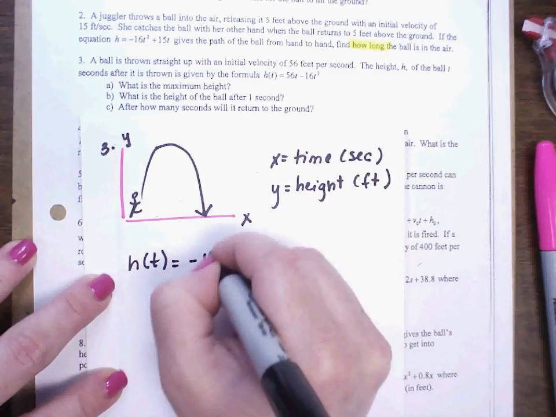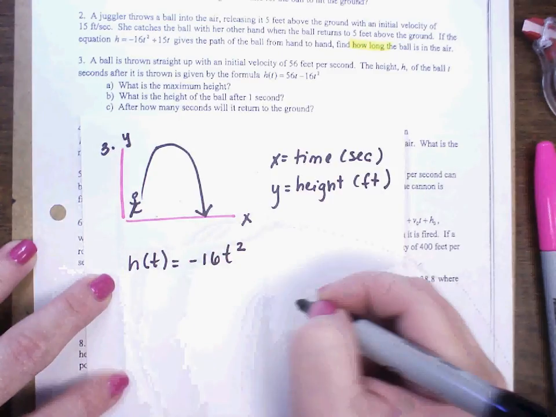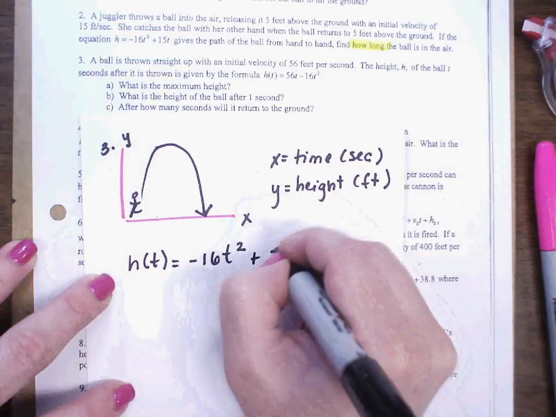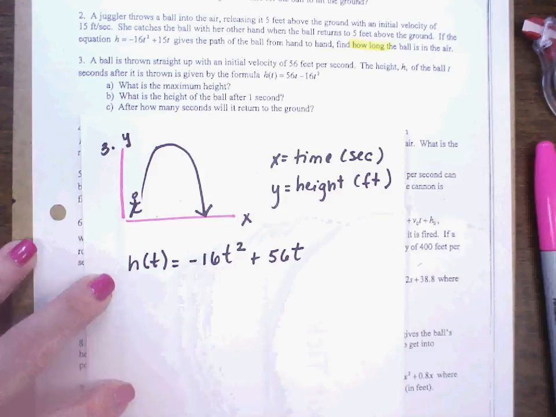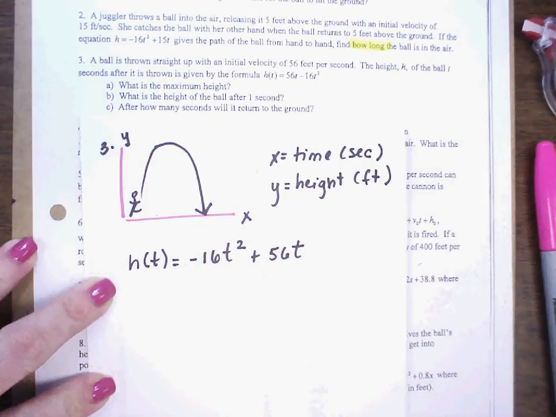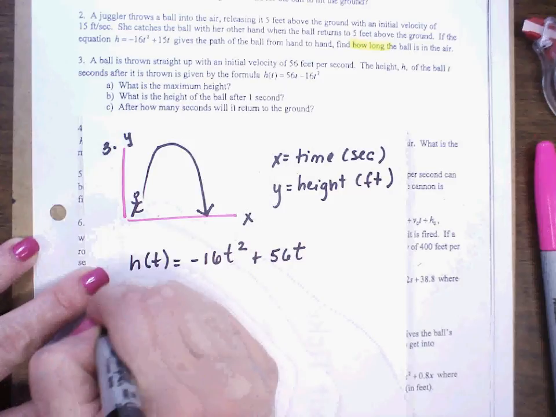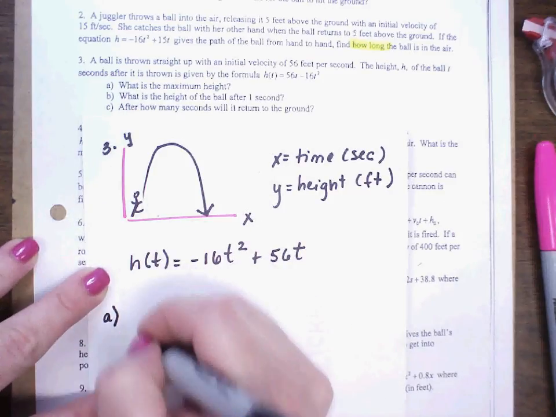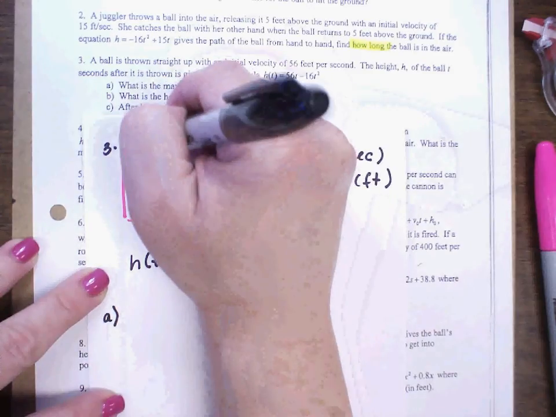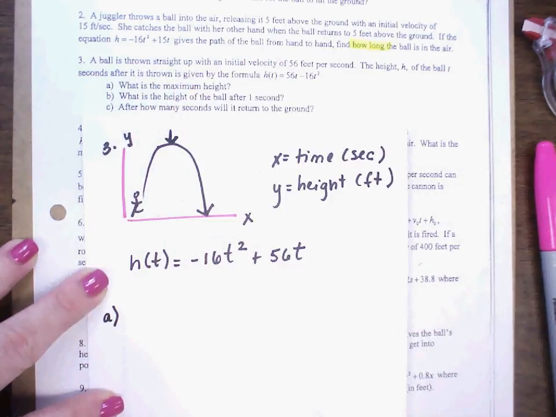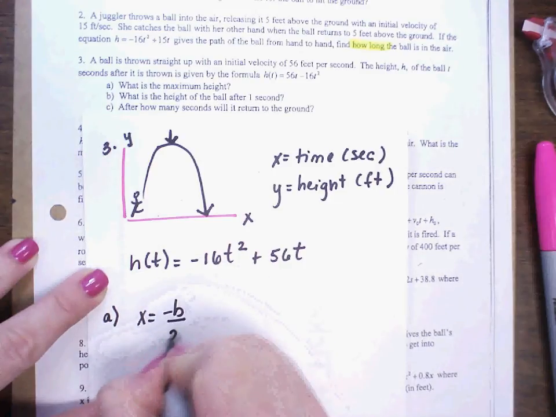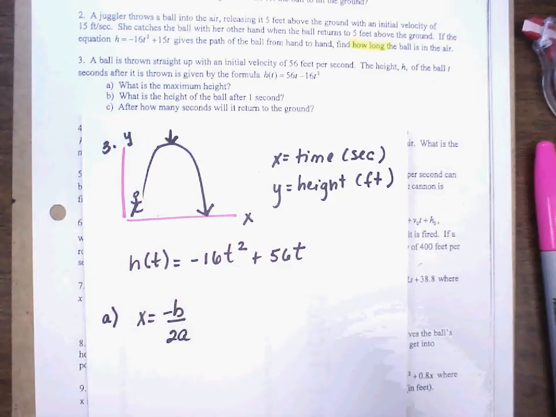h of t equals, I'm going to go ahead and write it in standard form: negative 16t squared plus 56t. The first thing it is asking me is what is the maximum height? So that would be the what? Axis of symmetry. Very good, because that is your highest point. So x equals what? Negative b divided by 2a.